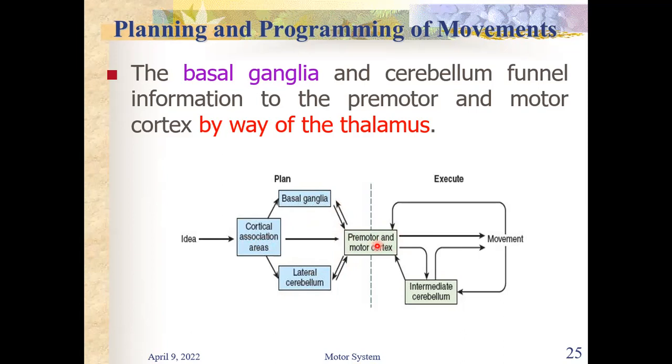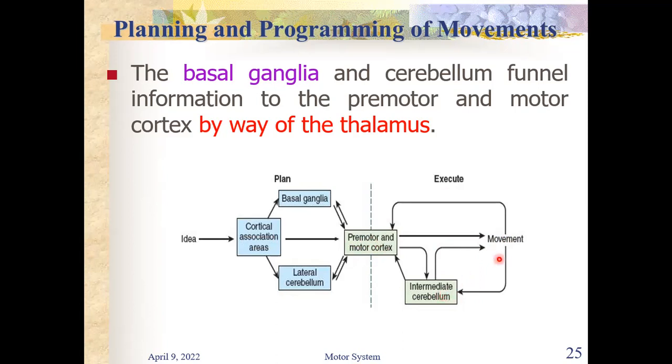So you see the way the movement has come out. It starts from the idea to plan to execution. So this is now execution. The premotor and motor cortex will now execute movement. And then there is a continuous feedback from the premotor and motor cortex to the spinal cerebellum via the red nucleus, to the cerebellum, the spinal cerebellum.